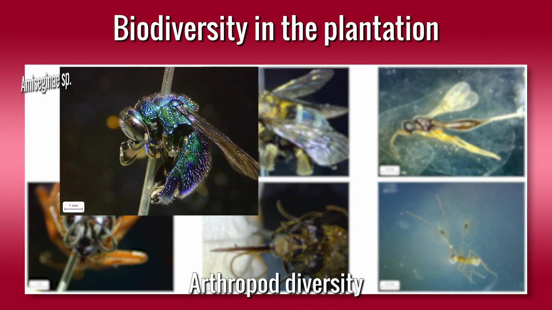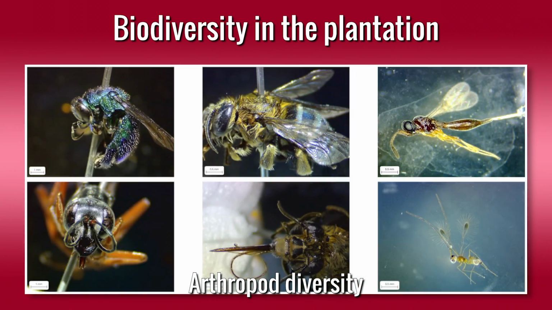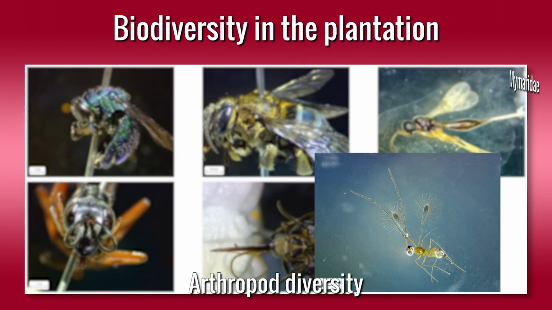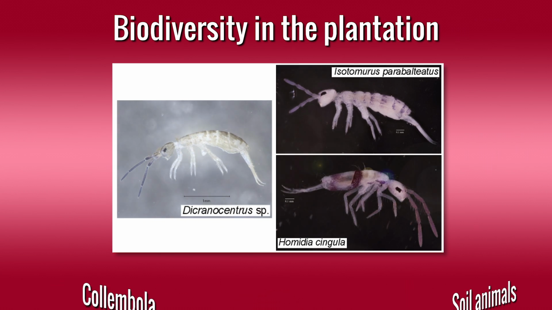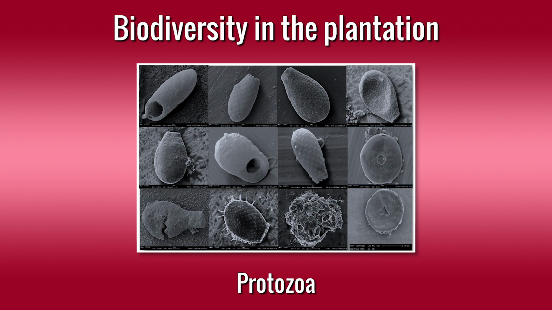We also investigate the arthropod diversity. Here you see pictures of some insect arthropods which provide ecological roles in pollination and pest control. Below ground, we quantify soil animals, for example, collembola, that play a key role in plant litter decomposition. Protozoa, which are involved in nutrient cycling. Here are pictures of amoebae, which have a significant role as bacterivores.